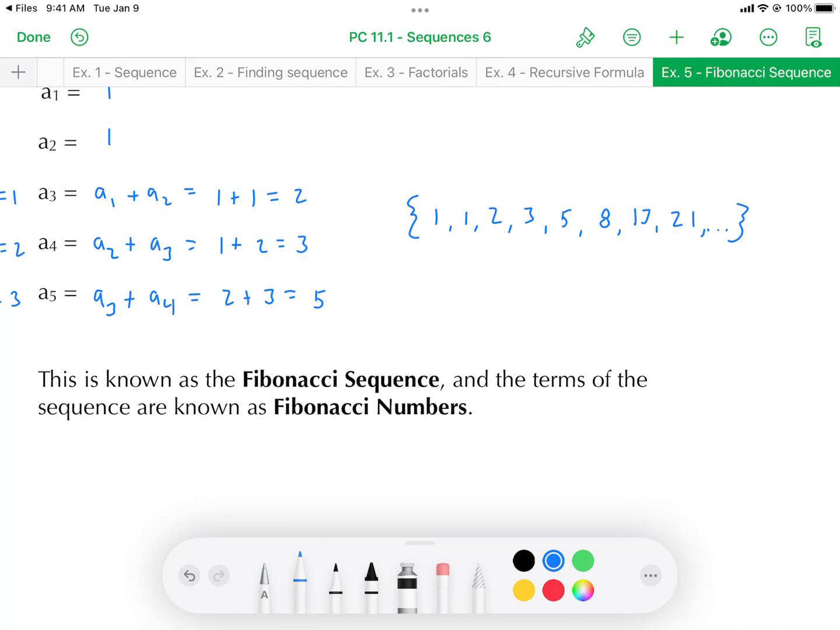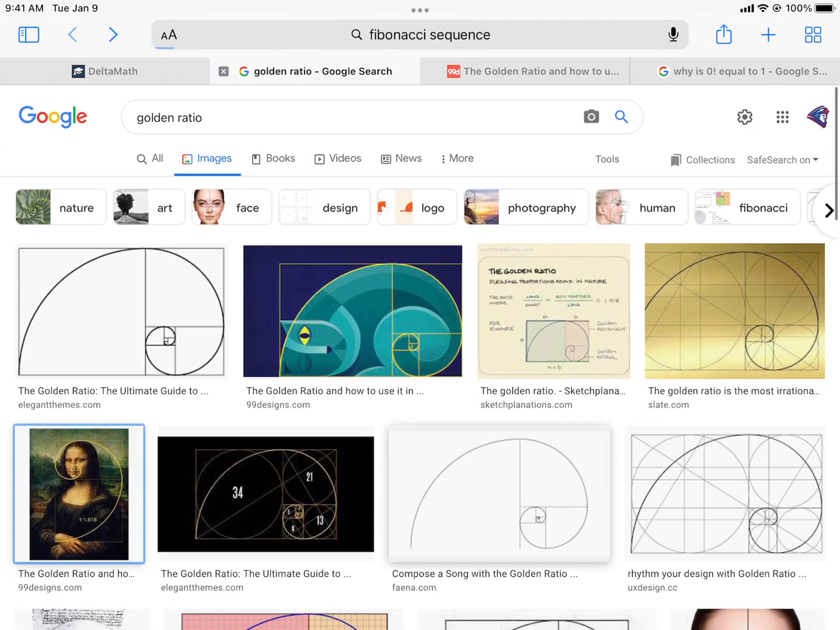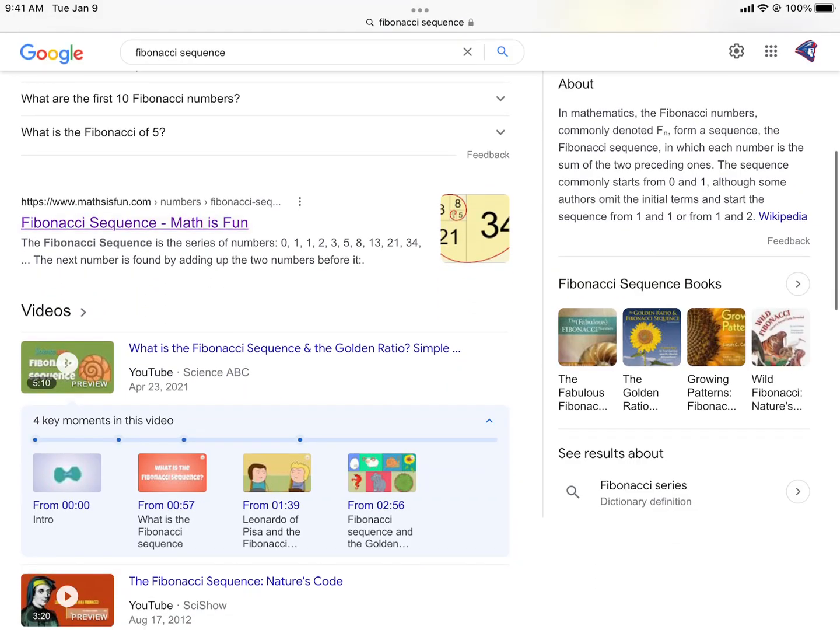Okay, if you do a quick Google search, you're going to see that the Fibonacci sequence leads you to the golden ratio and the golden spiral. Okay, and these are concepts that come up often in nature, honestly. Okay, let's just pull one up here. You go to the Fibonacci sequence, mathisfun.com.